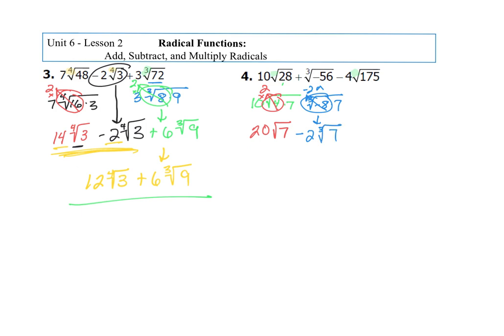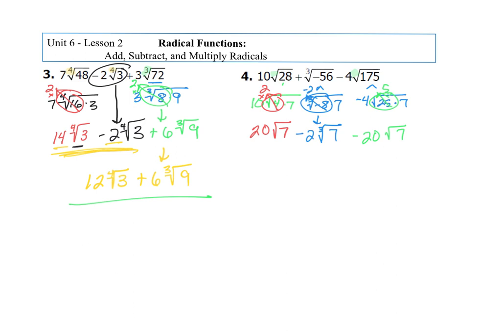And then last, we're going to break down our 175. Okay, I know that anything that ends in 75 is divisible by 25, which is a perfect square. So this is negative 4 square root of 25 times 7. The square root of 25 is 5. So this is minus 5 times 4, which is negative 20 square root of 7. Now it may be tricky to you.